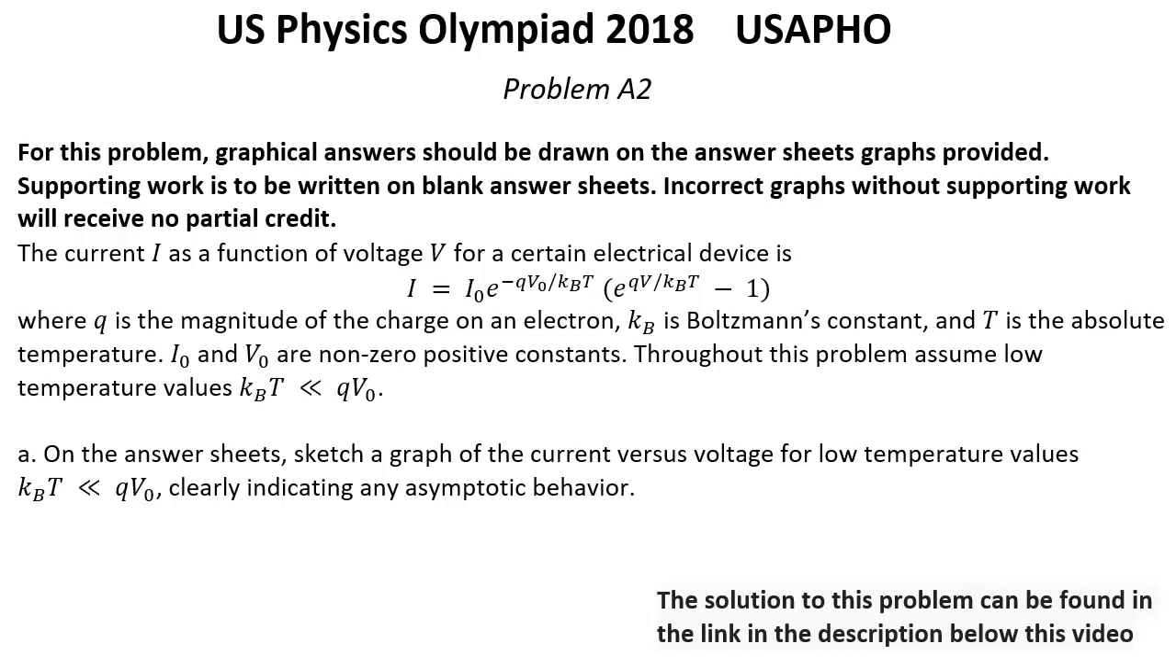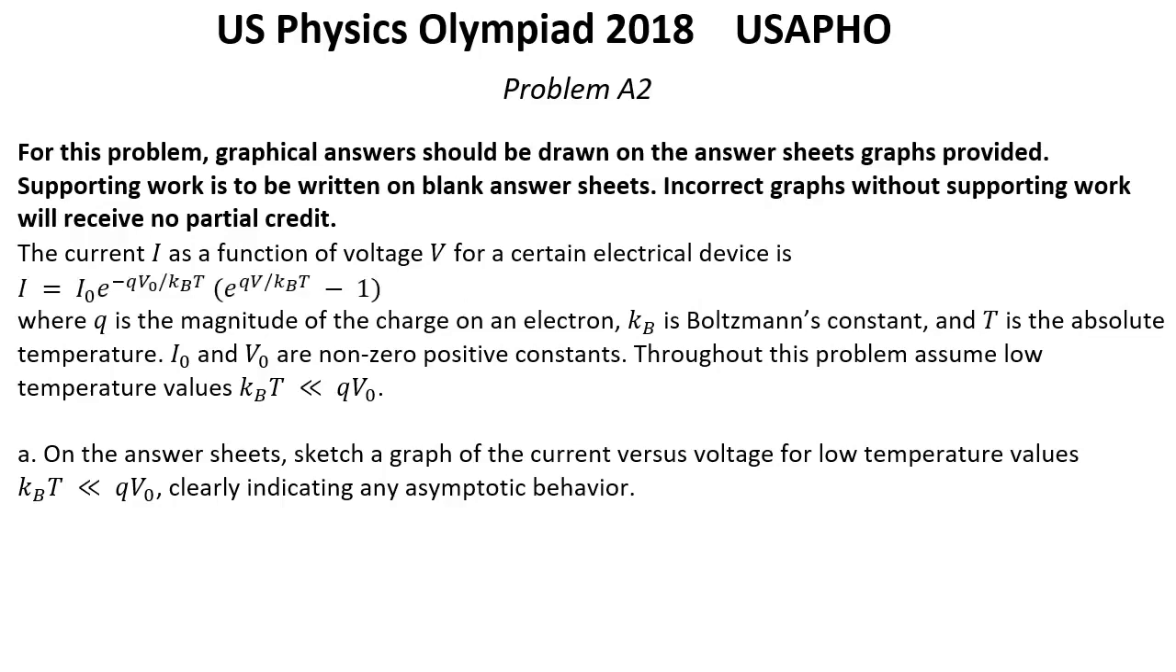I0 and V0 are non-zero positive constants. Throughout this problem, assume low temperature values, k_B T much less than qV0. Question A. On the answer sheets, sketch a graph of the current versus voltage for low temperature values, k_B T much less than qV0, clearly indicating any asymptotic behavior.